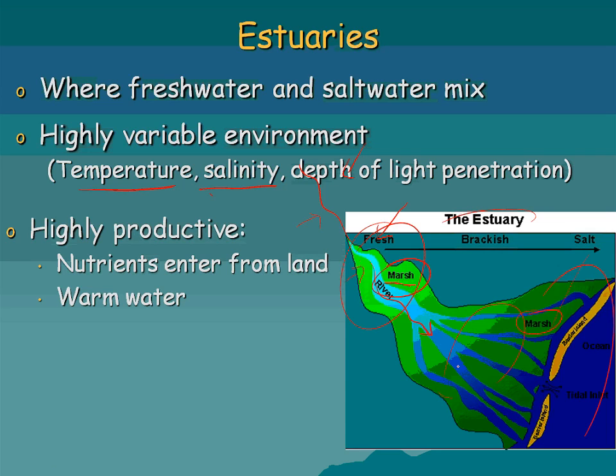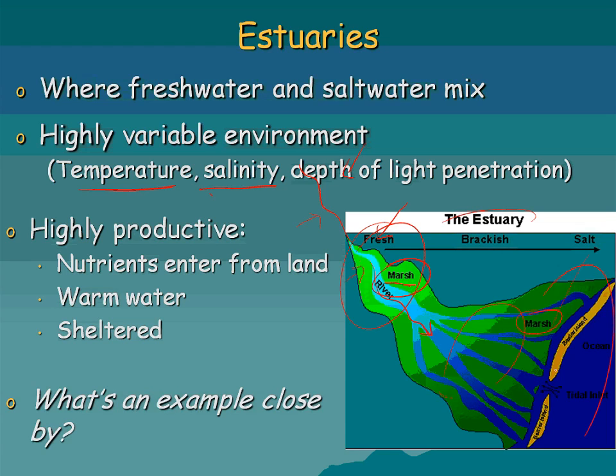Tends to be warm water because it is shallower, and it's very sheltered. So the sheltered, basically you have the land wrapping around it. And this makes it a very good place for animals to breed, especially fish. And think of what an example is close by. I'll give you a hint.